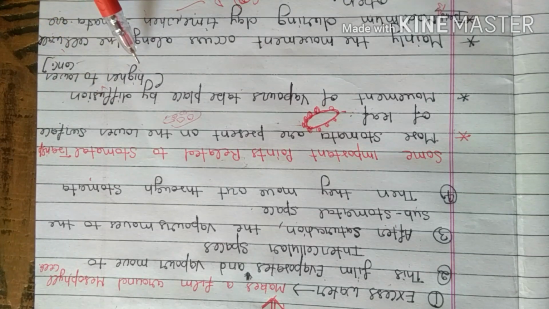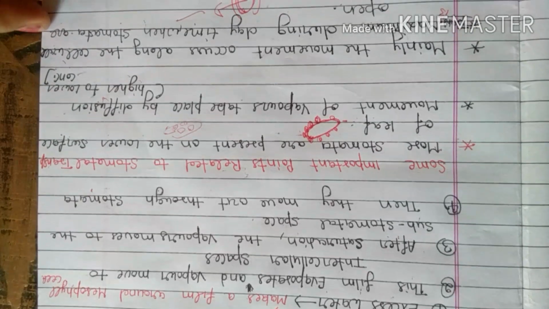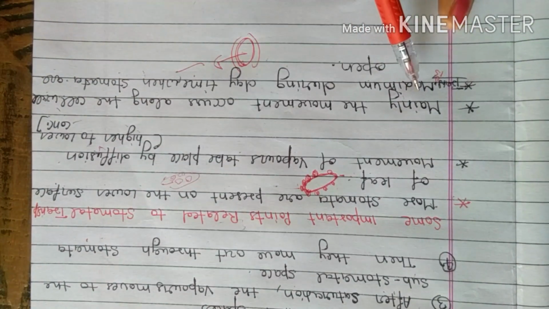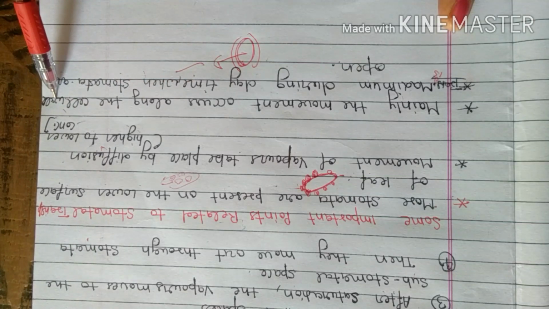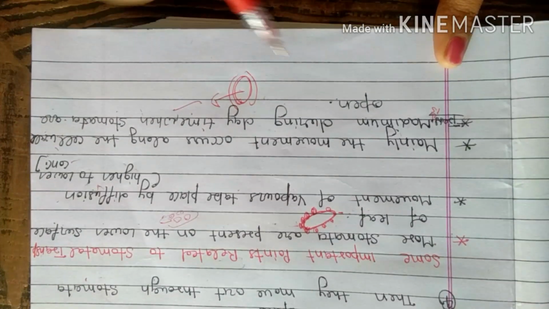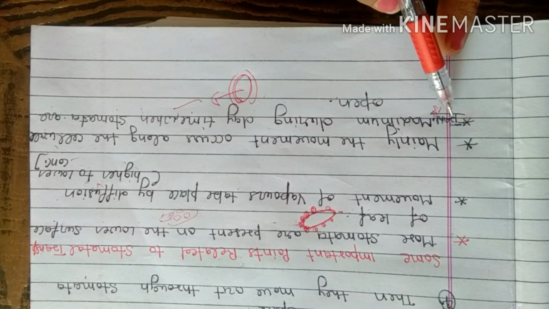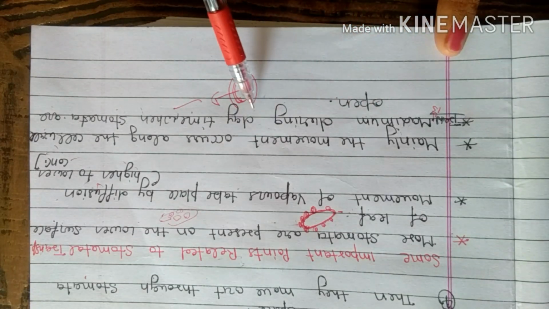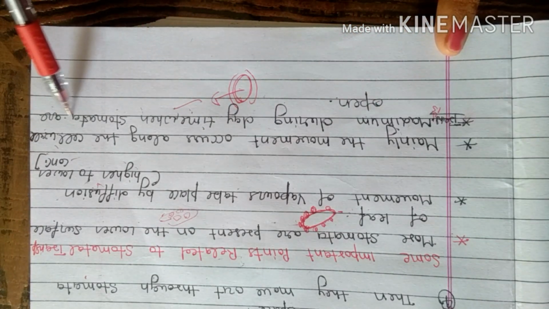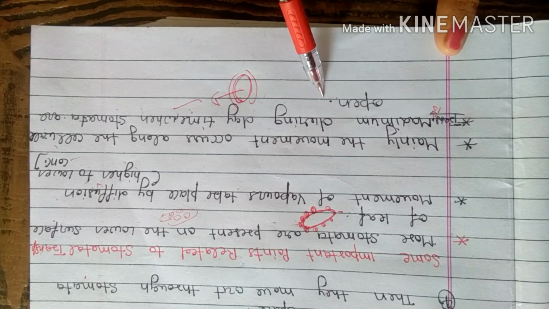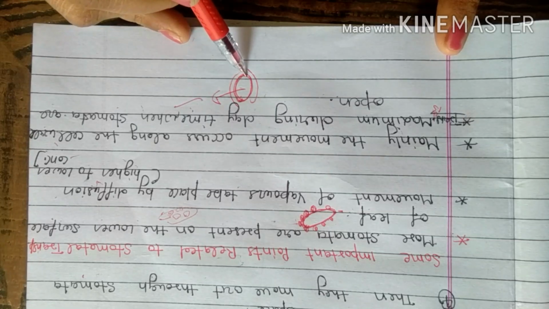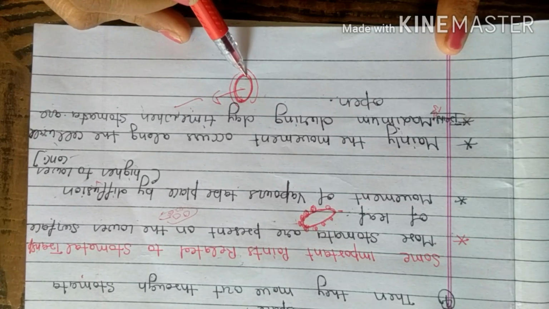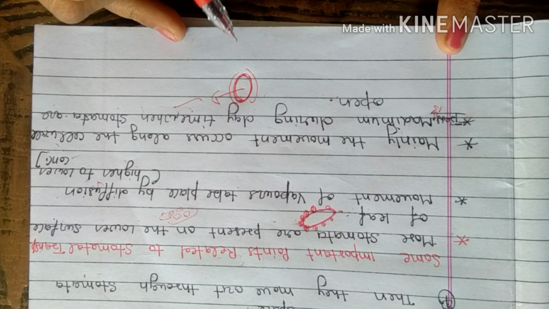Next, movement of vapors takes place by diffusion. Diffusion means movement from higher to lower concentration. Third, the movement mainly occurs along the cell wall. Fourth important point is transpiration is maximum during daytime when stomata are in open form. Open stomata means when the stomatal pore is in open form. Okay, thank you.